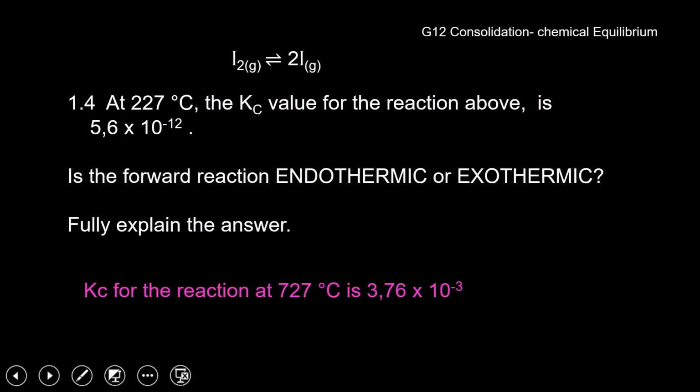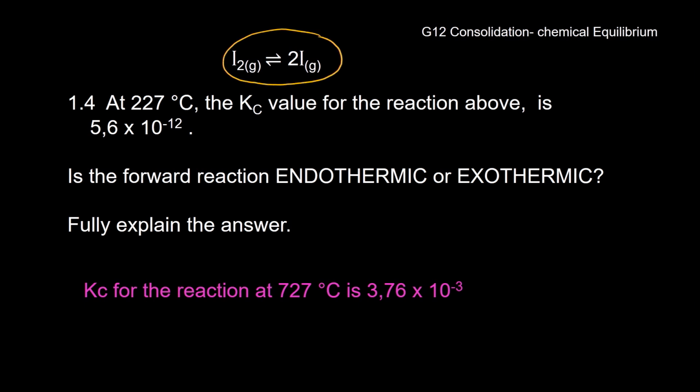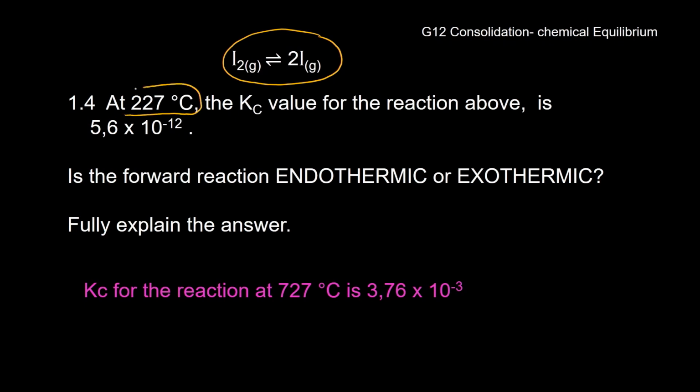Our next question is looking at the Kc value. So I have written this equation up here again, just to keep us remembering what we're dealing with. 1.4 says that at this temperature, 227 degrees Celsius, the Kc value for the reaction we're dealing with is this value here, 5,6 times 10 to the minus 12.